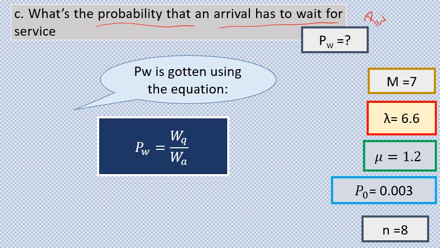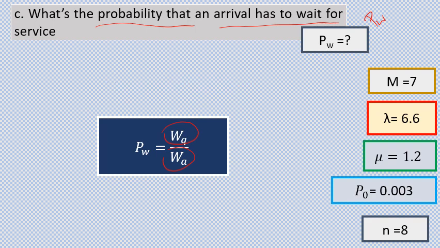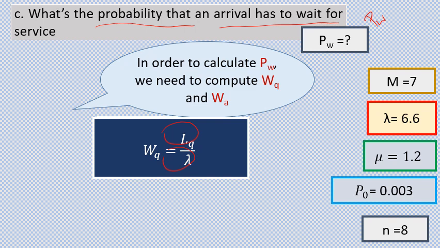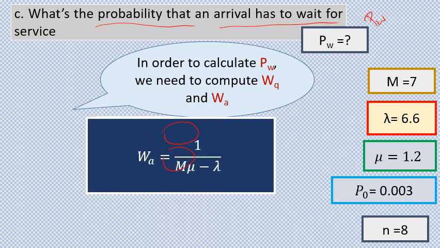So the equation is PW is equal to WQ over WA. So we need to calculate both. So we'll start with WQ. This is the equation for WQ. And then WA, which is 1 over M times U minus lambda.